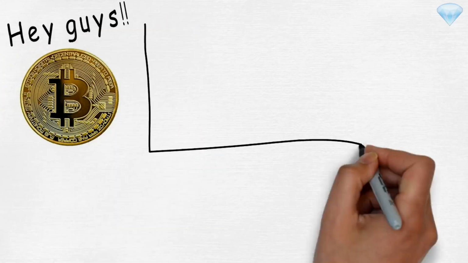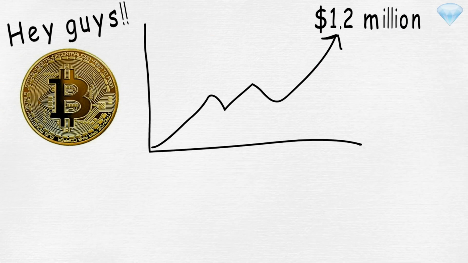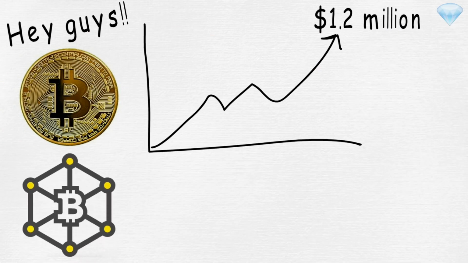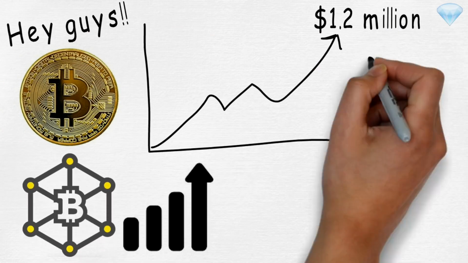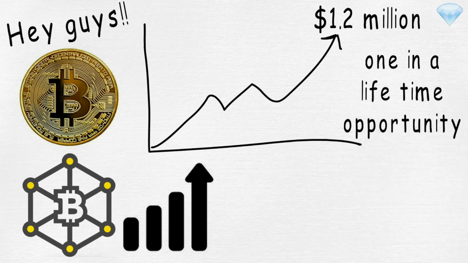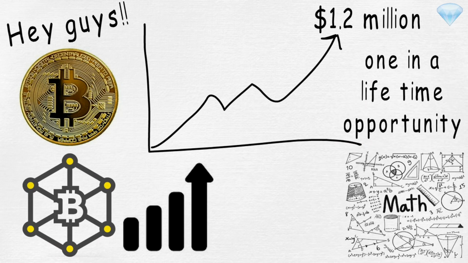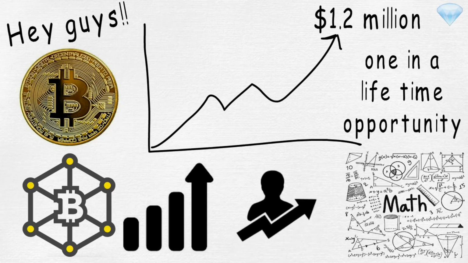Hey guys, in this video, I will show you how Bitcoin can reach up to 1.2 million US dollars. Bitcoin network is growing very fast. This might be one in a lifetime opportunity. Today, I will discuss the numbers behind the Bitcoin adoption and user growth.